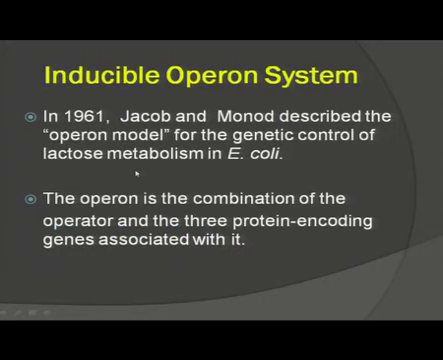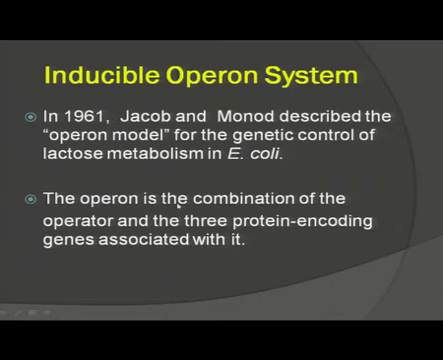Now, the inducible operon system. As I told you, it is the operon system in which the presence of a metabolite induces the gene to express itself to synthesize a protein. In 1961, Jacob and Monod described the operon model for the genetic control of lactose metabolism in E. coli. This inducible operon model is found in bacteria, and an example is the lactose operon system.